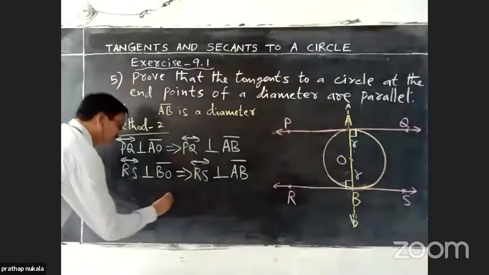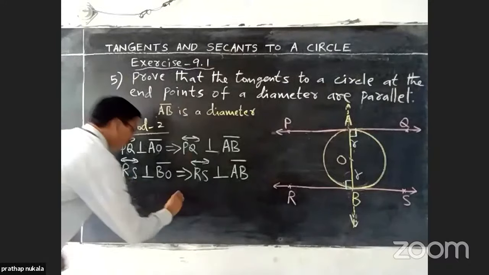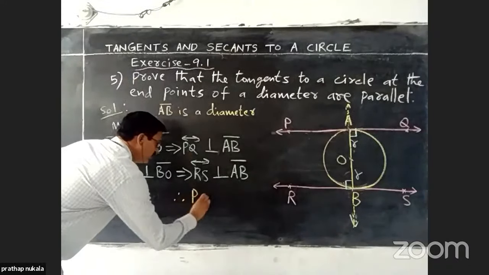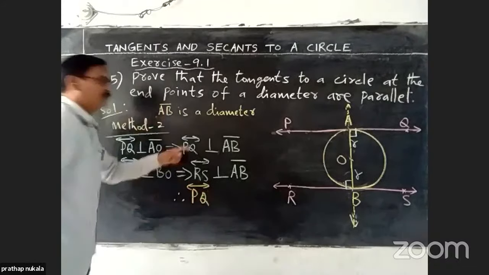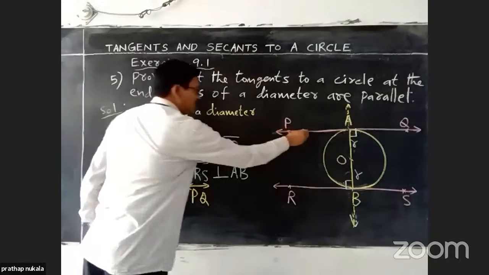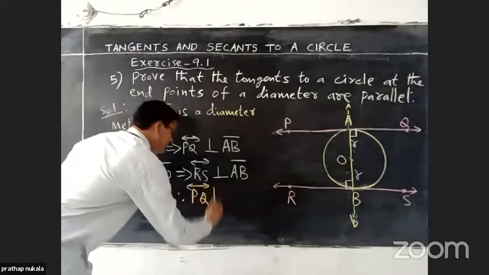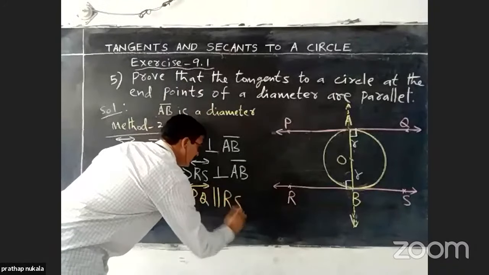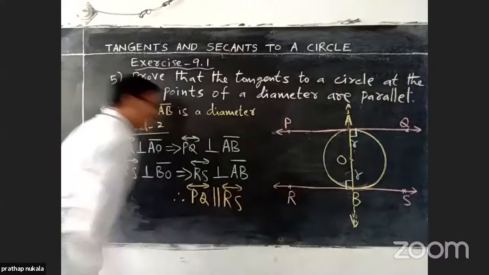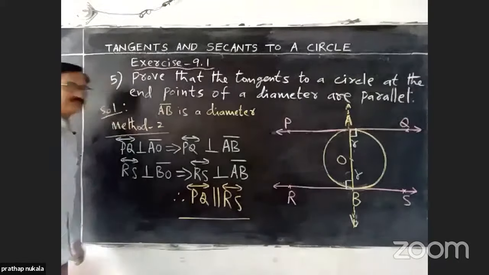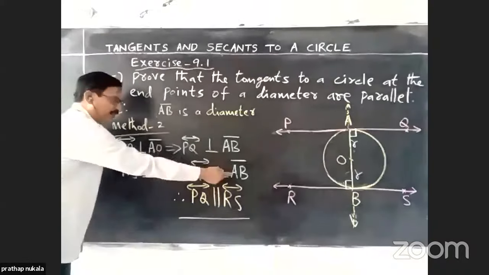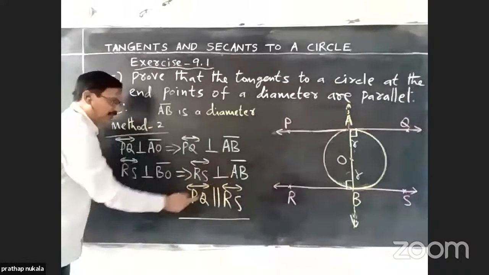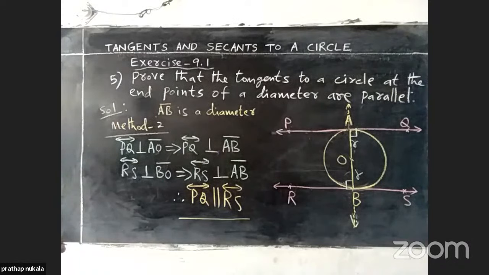Therefore, we can say the line PQ and RS will be parallel. That's all. Since these two tangents are perpendicular to the same line, these two must be parallel. This is the second proof. Okay, 9.1 is over.